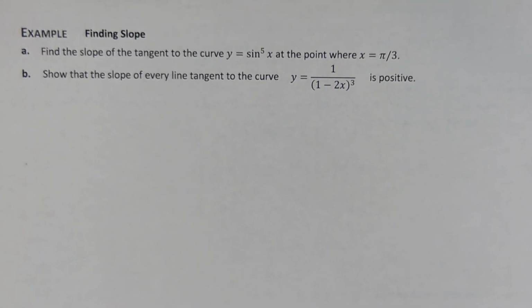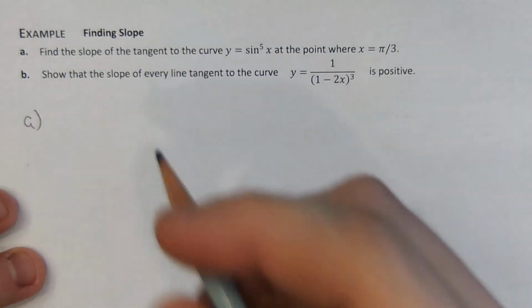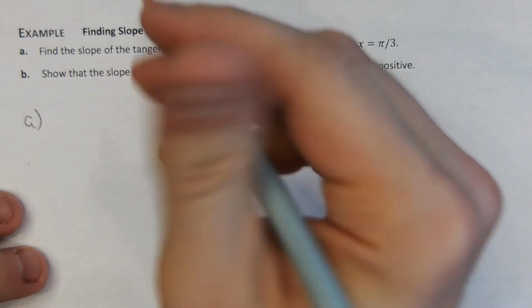Finding slope. That means derivative, right? It says find the slope of the tangent to the curve y equals sine to the 5th power of x when x is pi over 3. Okay, so for part A, I'm going to rewrite this function so that you can see that, yes, it is a chain rule.